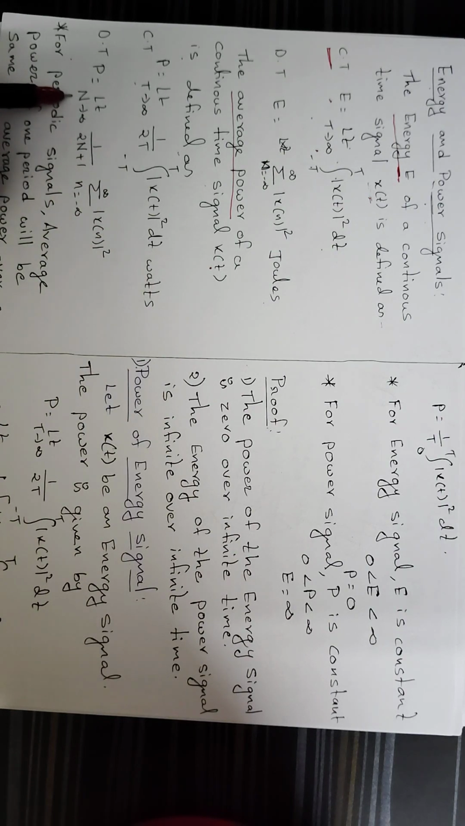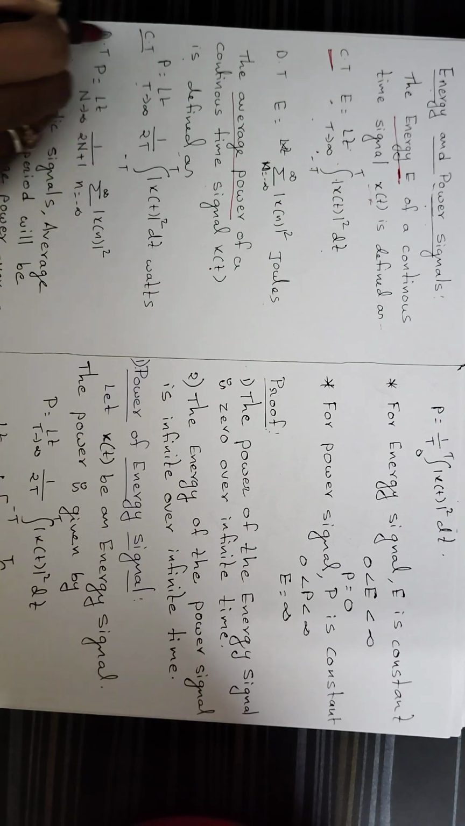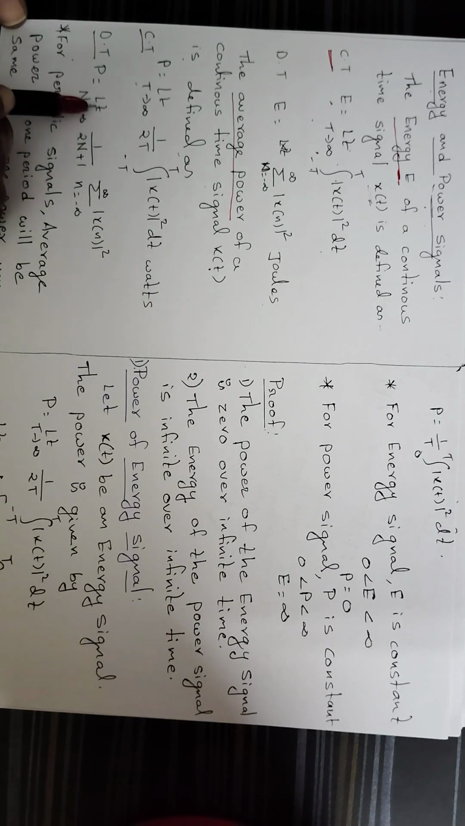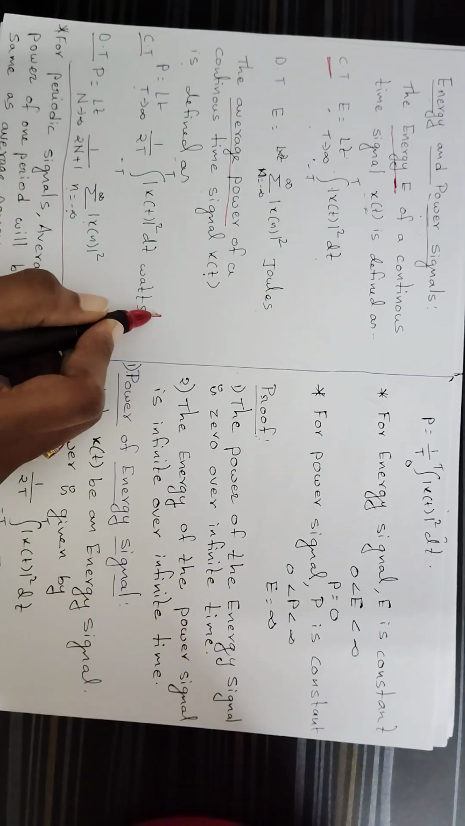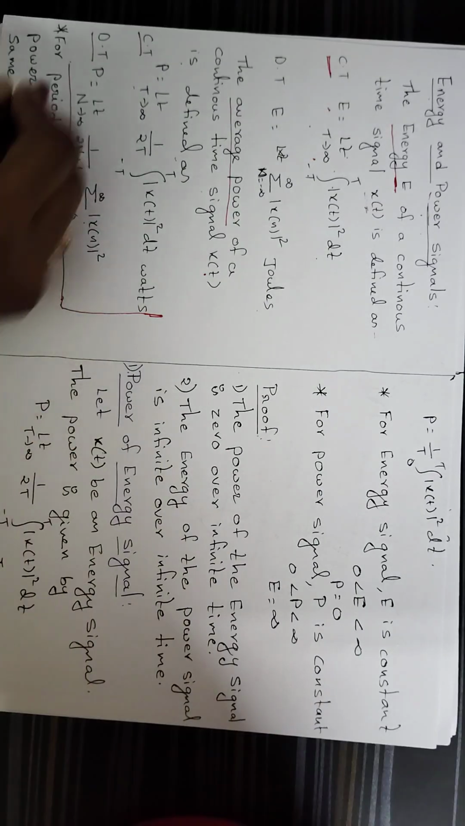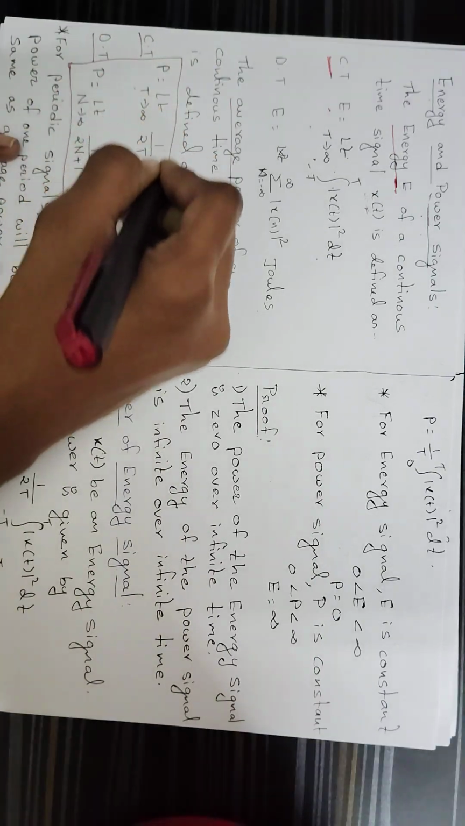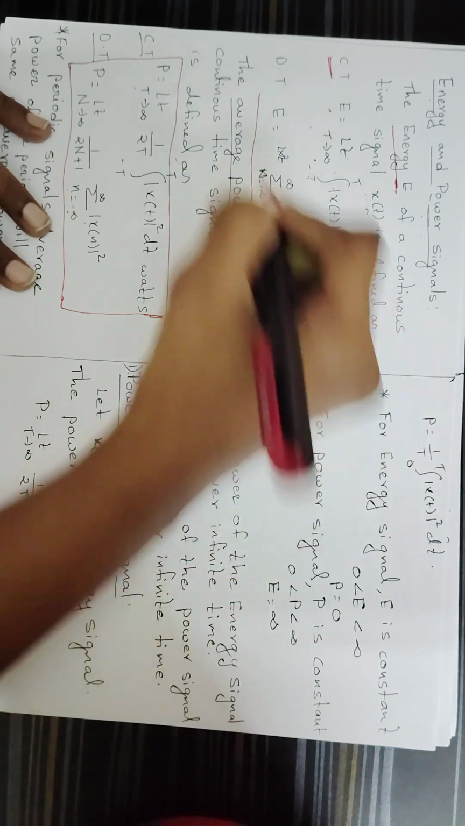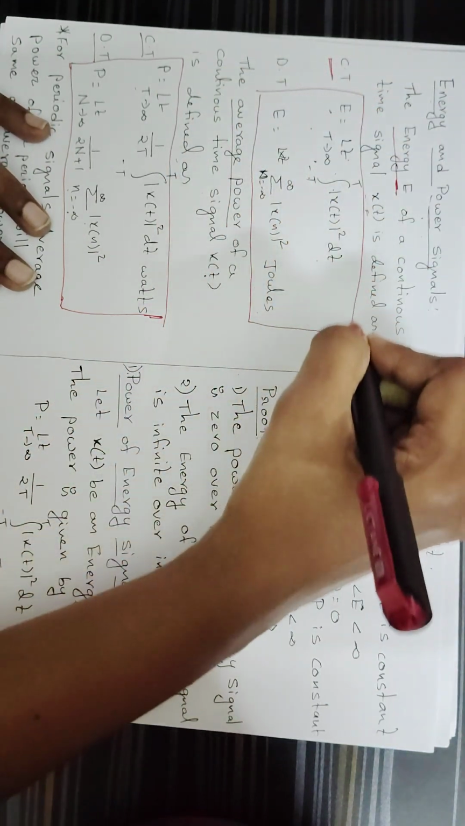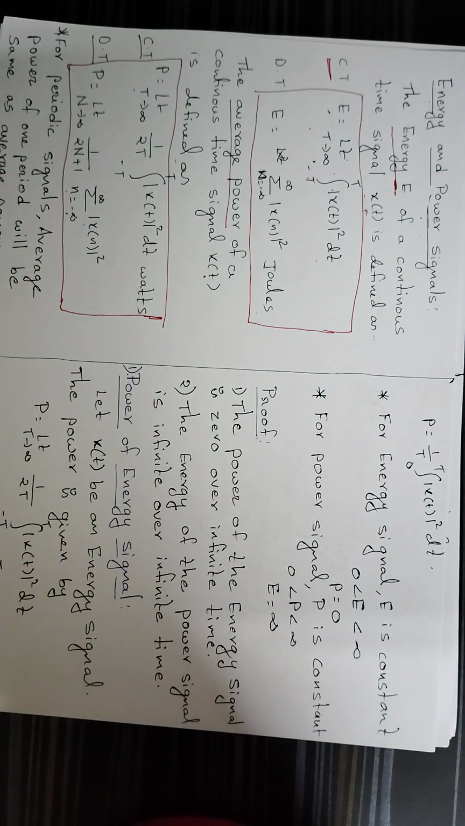If it is a discrete time domain, the power is represented as limit n tends to infinity of 1 by 2n plus 1, summation n equals minus infinity to infinity of mod x of n whole squared. So these two formulas are for the power signal and the other two formulas are for energy signals. These are very important.